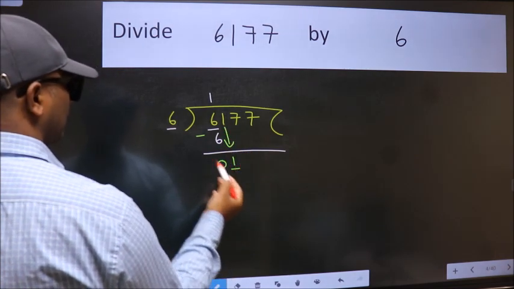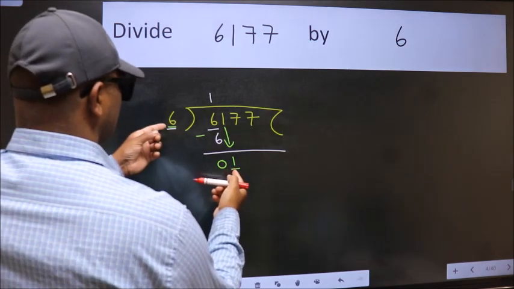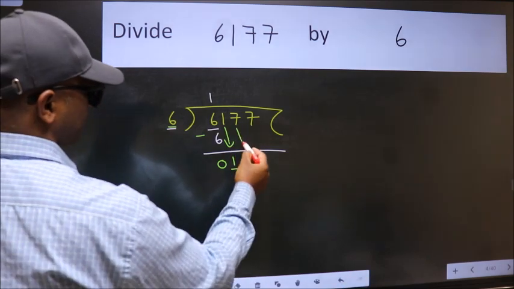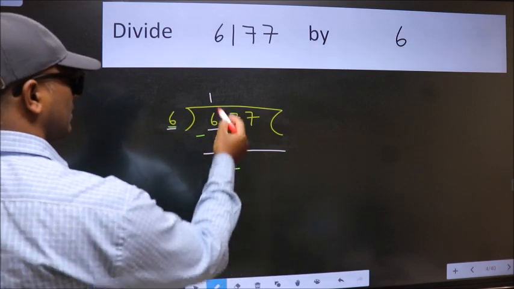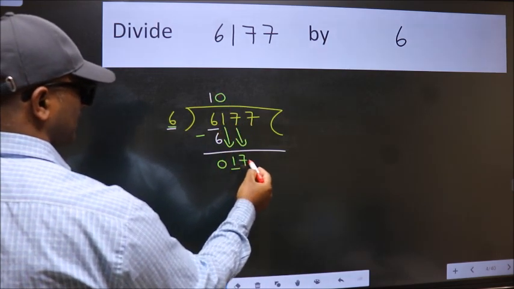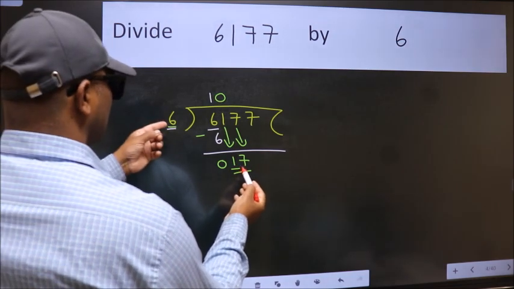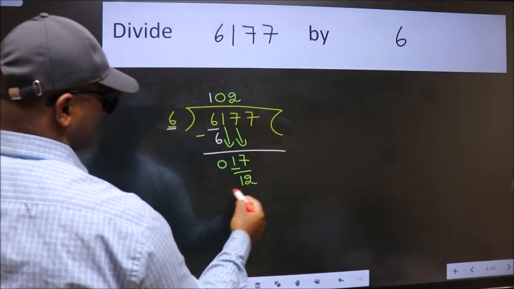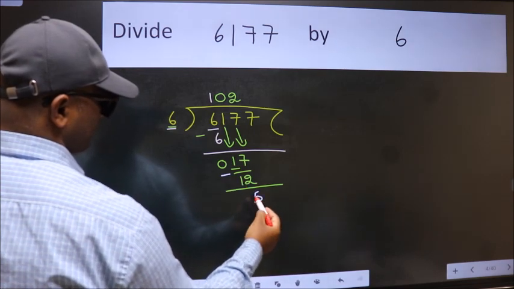Now here we have 1 and here 6. 1 is smaller than 6, so we should bring down the second number. And the rule to bring down second number is put 0 here, then only we can bring this number down. So 17. A number close to 17 in 6 table is 6 2's 12. Now we subtract, we get 5.